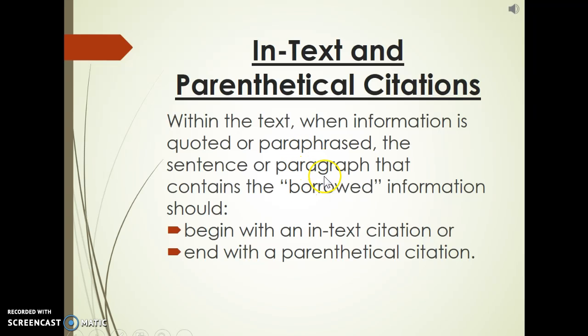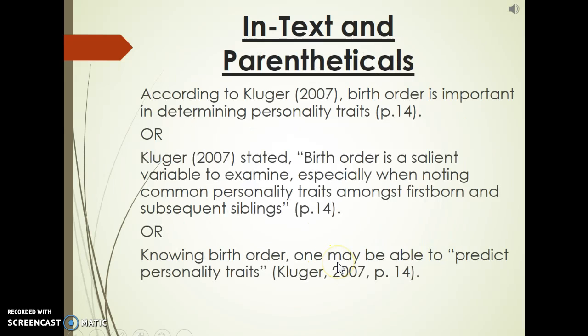So now let's look at in-text citations and parenthetical citations. Within the text that you're writing for your own paper, when information is quoted or paraphrased, the sentence or paragraph that contains the borrowed information should either begin with an in-text citation or end with a parenthetical citation. For instance, many citations will begin with "according to" and then the author's name. Since the author's name is in the sentence and not in parentheses, we'll call it an in-text citation. So according to Kluger, birth order is important in determining personality traits.